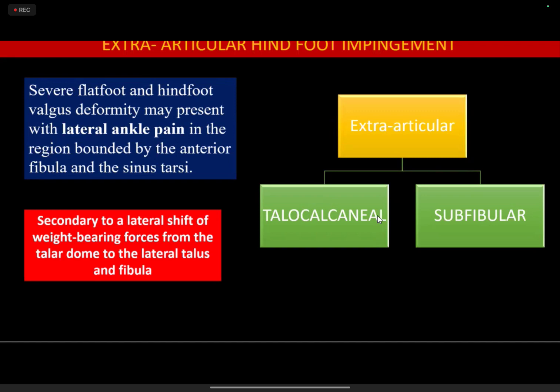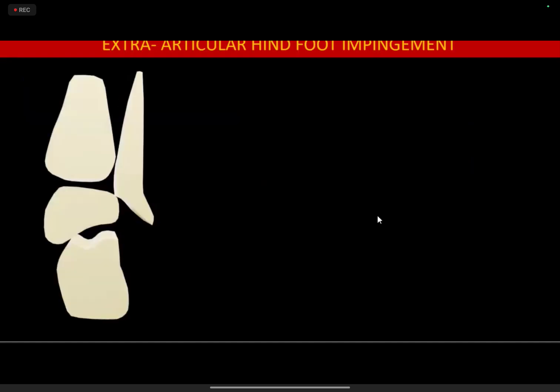So the pathology has been stipulated due to secondary shift of the weight-bearing forces from the talar dome to the lateral talus and fibula. It can be divided into talocalcaneal and subfibular on the degree of extent and involvement. So what happens is normally we have a normal hindfoot valgus which is less than 6 degrees and there is no lateral impingement.